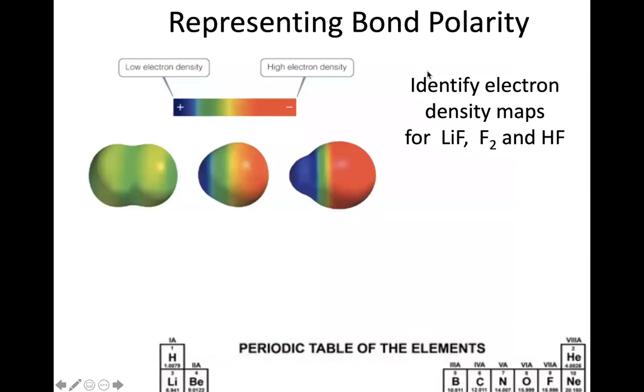So I'd like to give it a try here. Here I show different representations. One of these corresponds to lithium fluoride, one corresponds to F2, and one corresponds to HF. I want you to try to match these up. Which one do you think is F2? Which one do you think is HF? Which one do you think is LiF? Consider where they are on the periodic table and the type of bond that you'd expect to have present there. See if you can match that up, and then I'll share my work.